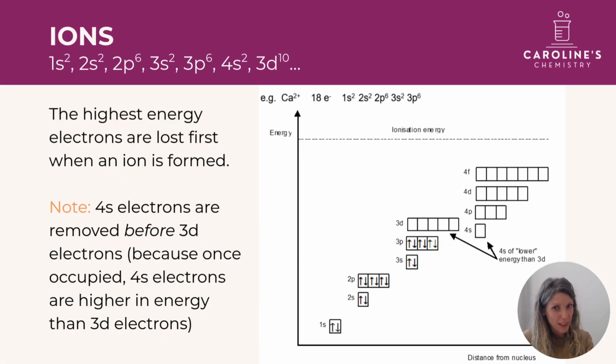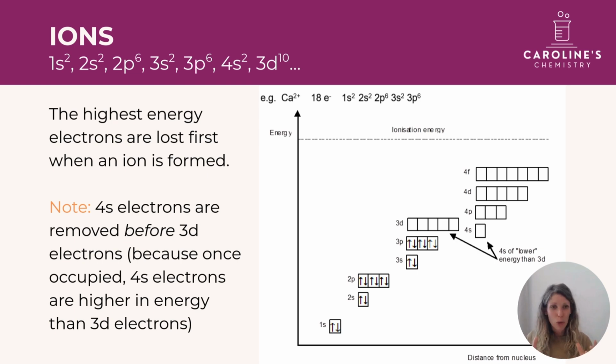Now let's look at ions. The rule to follow for ions is that the highest energy electrons are lost first when an ion is formed. So we fill from the lowest energy electrons, and then we empty from the highest energy electrons. And because chemistry is fun like this, there's always an exception. 4s electrons are now removed before 3d.